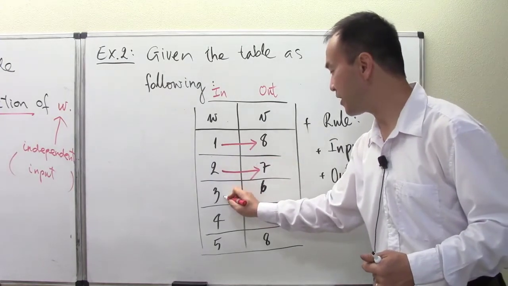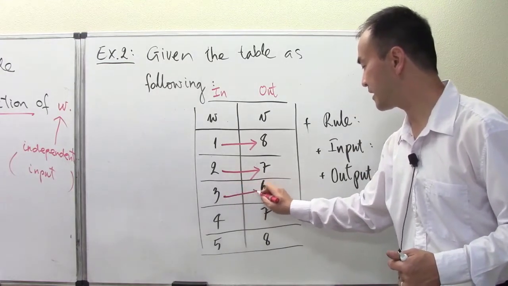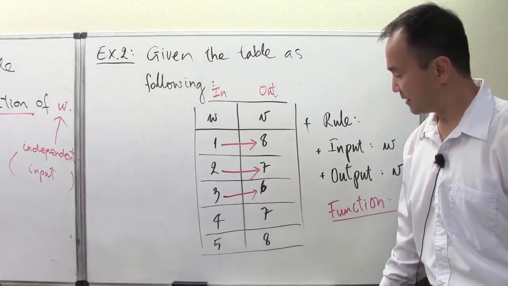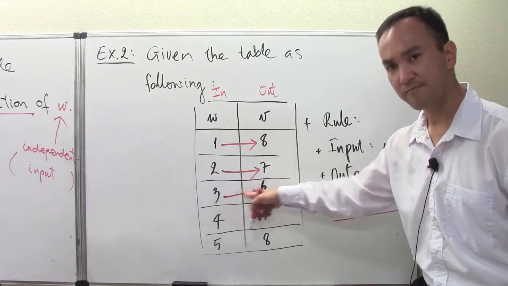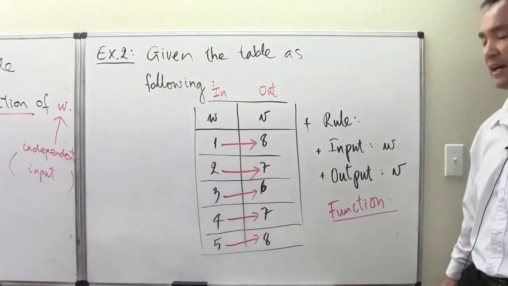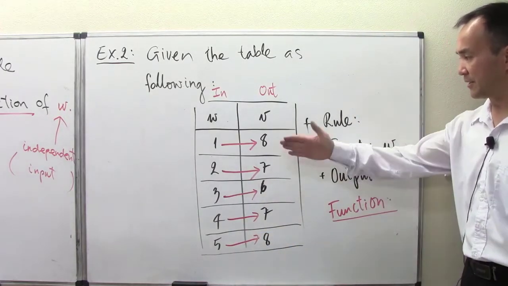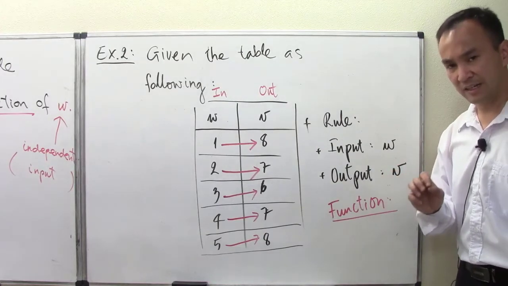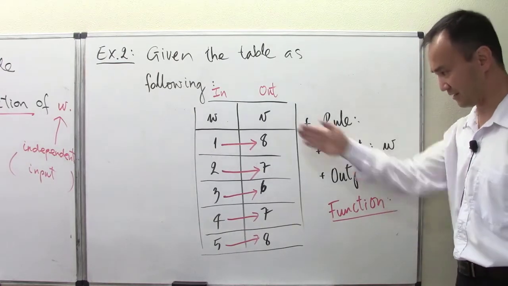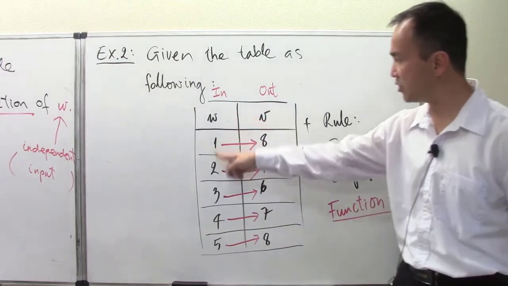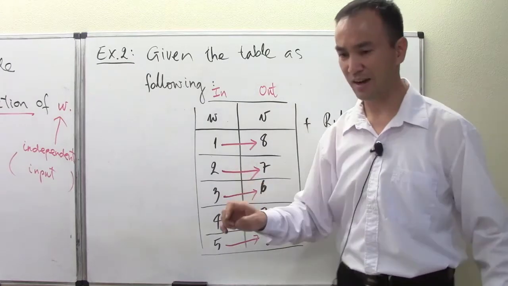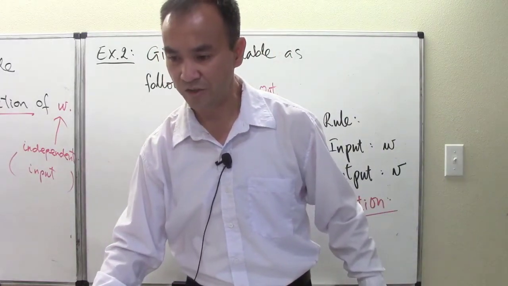And then for 3 as an input, right here in the table I see 3 is taken to 6 as the output. Is that the only output for 3? Yes, that's the only one. And then the same thing with 4 and the same thing with 5. So as far as meeting the requirement, for each input there is exactly one and only one output. Seeing W as the input and the other as the output, that requirement is satisfied. So now I'm going to go back and write down my final decision.